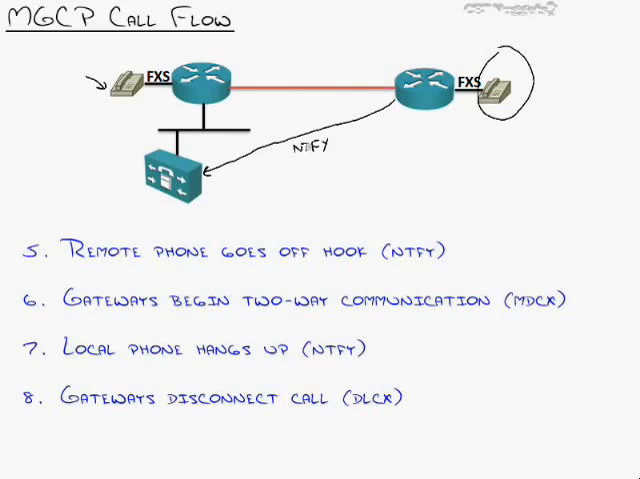Now, as soon as that happens, the call manager receives the notify and sends a modify connection message to the local guy, MDCX, saying, hey, you need to start your two-way communication. Start the audio stream with the remote gateway. Now, at this point, the call manager steps out of the scene, meaning the gateways have stopped ringing.